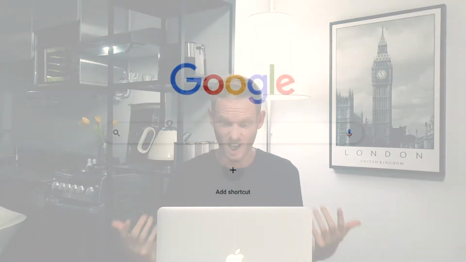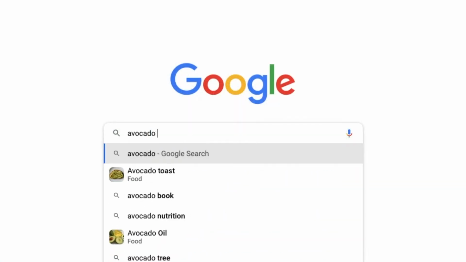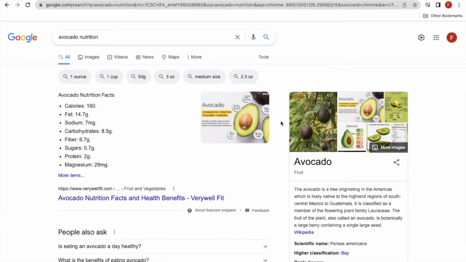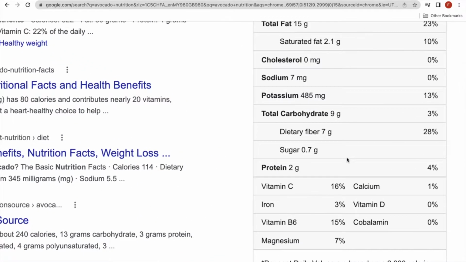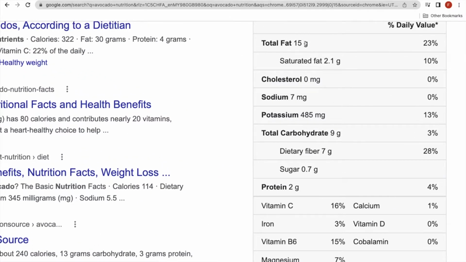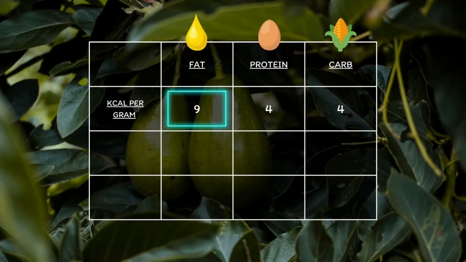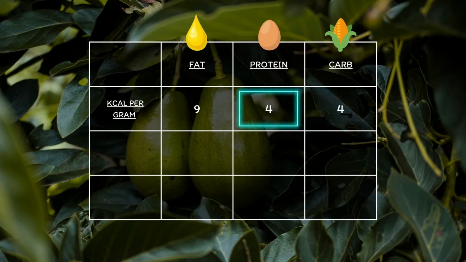Okay, let's go through an example. Let's see if an avocado is ketogenic. So if I search avocado nutrition and scroll down here, make sure quantity is set to 100 grams so we can easily see the percentage, and we're looking for our macros. So we have 15 grams of fat, 2 grams of protein, and 9 grams of carbohydrate per 100 grams. Now, fat contains 9 calories per gram, and both carbs and protein contain 4 calories per gram.